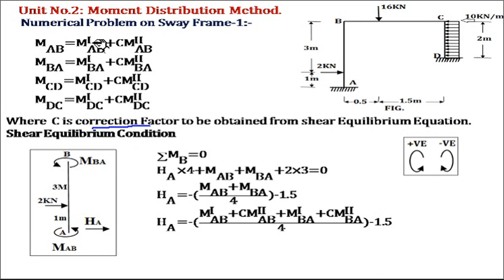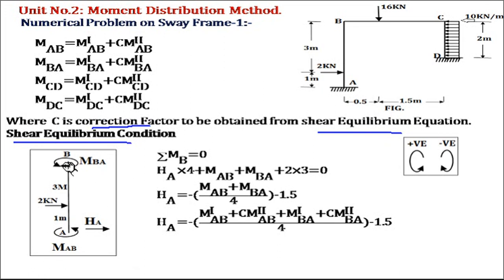1 stands for the moment due to the non-sway analysis and 2 stands for the moment due to the sway analysis. Now here the correction factor is to be calculated from the shear equilibrium. The shear equilibrium condition is to be applied for the vertical members. We'll take the vertical member AB.